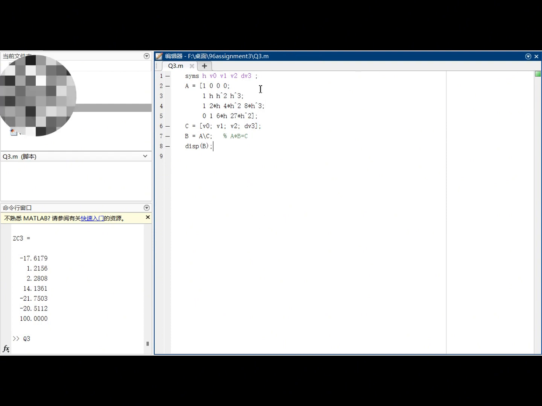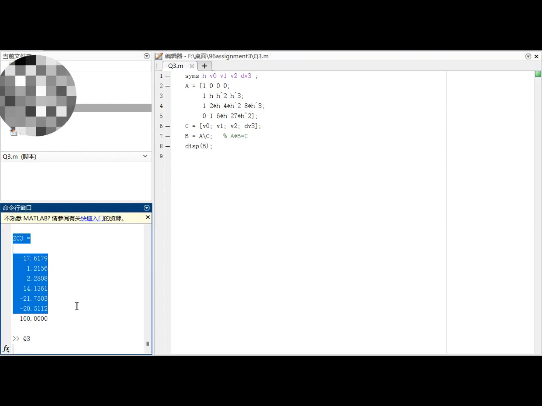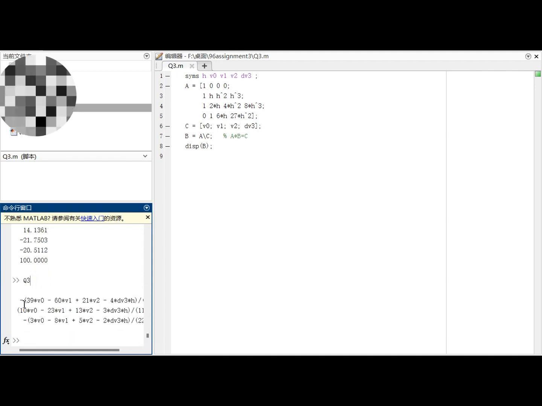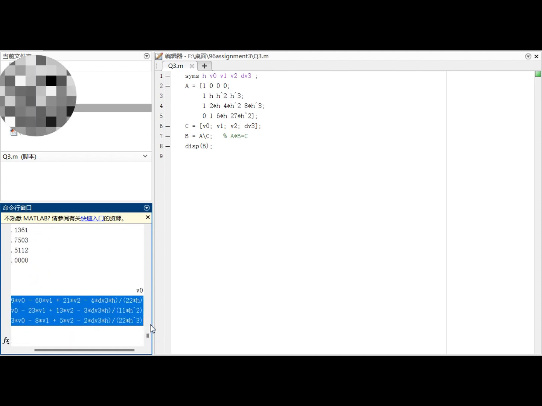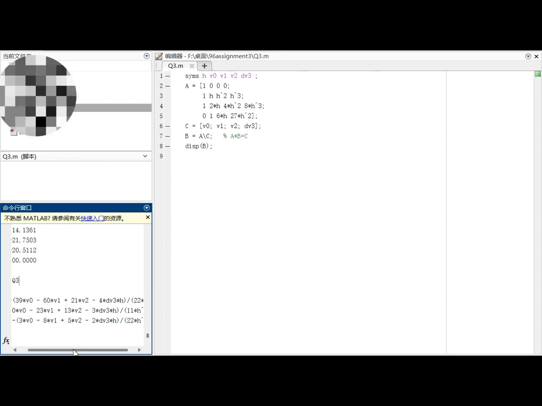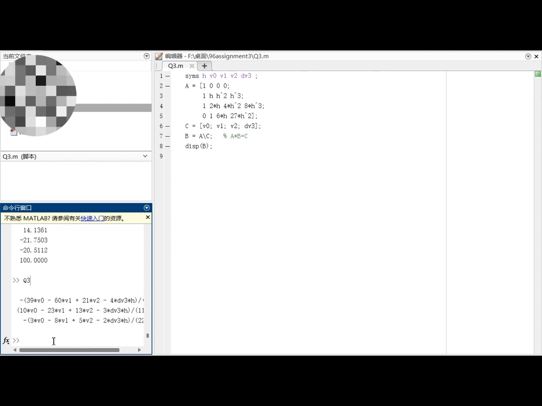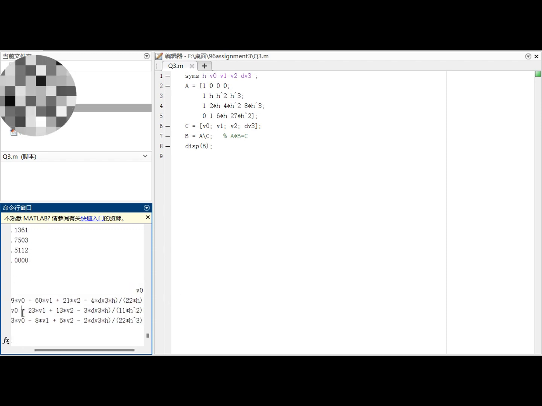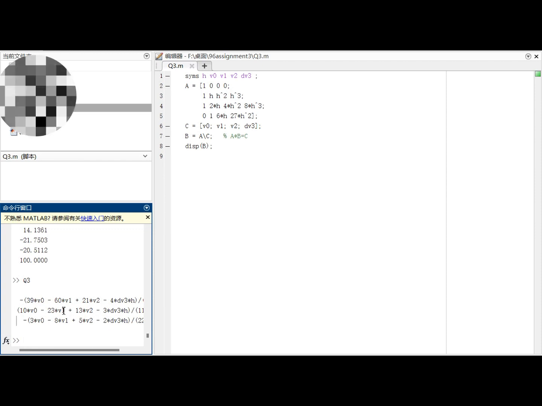You hit run, and then in this window, okay, it's here. MATLAB will give you the results that you're interested in, because it's a 4 by 1 matrix. So here is for A1, and this is for A2, this is for A3, and this is for A4. Okay.